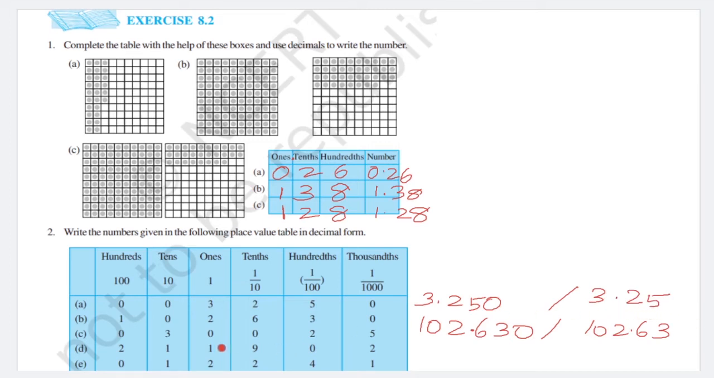Okay. The next one is hundreds place, you'll write 2, tens place 1, and in ones place 1. So it will be 211.902.